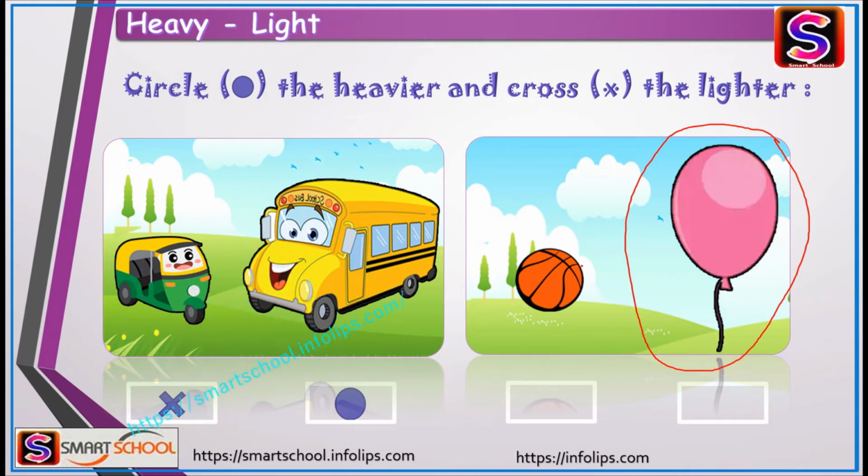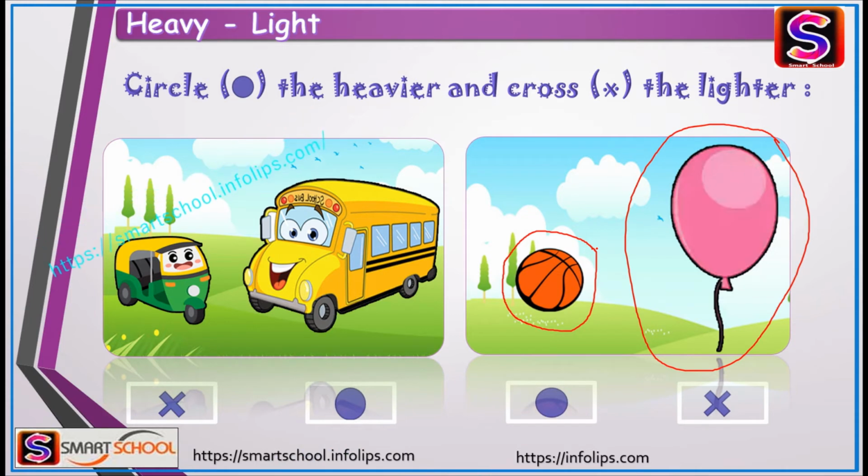Okay, weight is not compared with their shape. Even if the ball is small in size, it is much heavier than the balloon. That's why we will put a circle on the ball and a cross on the balloon. Remember it: don't compare with the size of the object. Heavy and light are compared only by their weights.